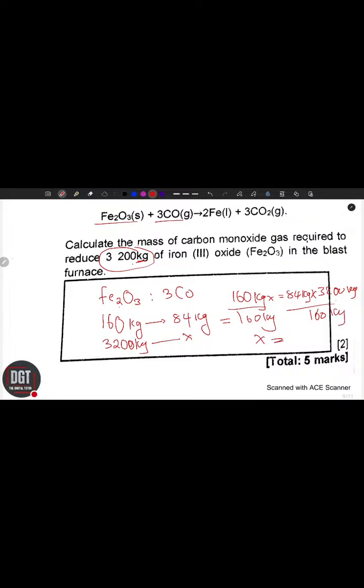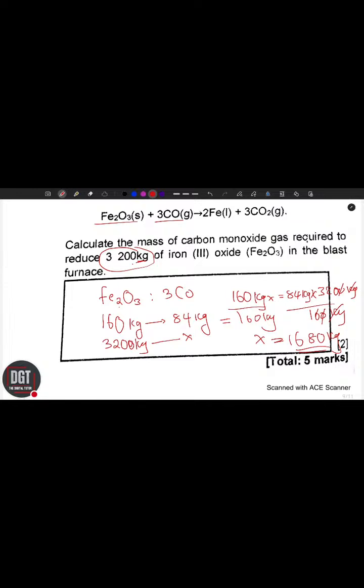So x is equal to 84, and the zeros cancel, kg and kg cancel. So what I'm remaining here is 84 multiplied by 320 then divided by 16. So I'm able to find 1,680 kg. Okay, that is what I'm finding as the mass of carbon monoxide that would be required.